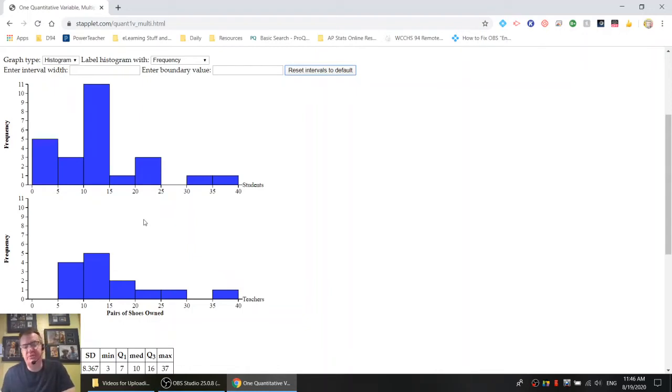So for outliers, the big question is, what is the outlier? You might have one up here. You might have one here. We're not sure yet. To be determined. The center for students seems to be between 10 and 15. Same for the teachers. Center for students, shoes owned.